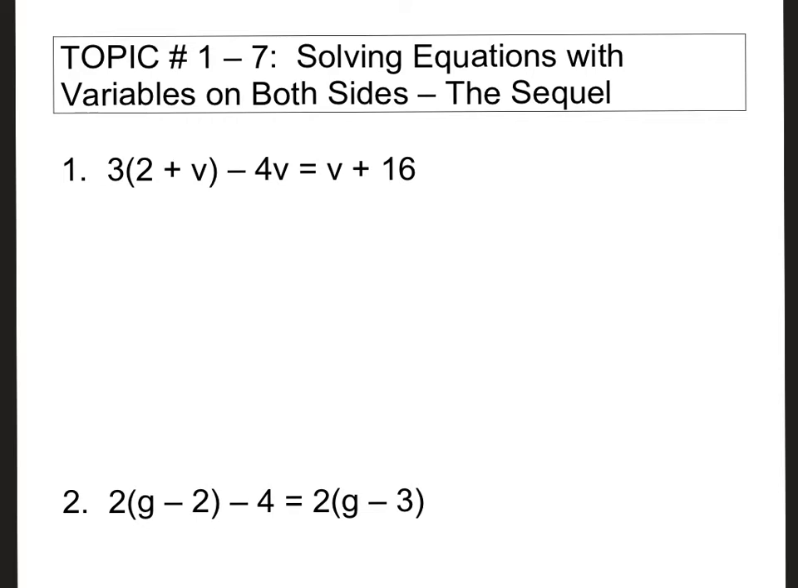So go ahead and pause your video. Remember to simplify anything first, distribute, combine like terms, and then solve it. Push play when you're ready to move on.